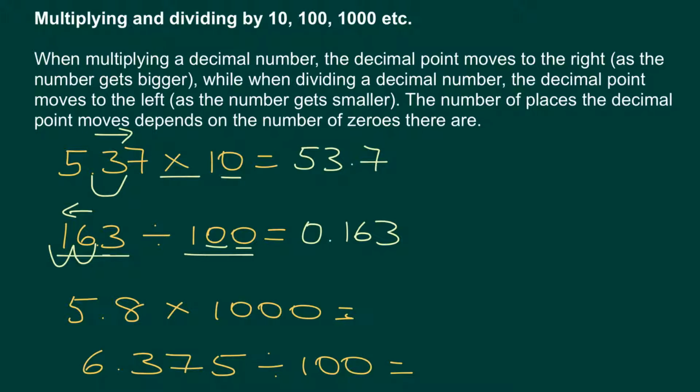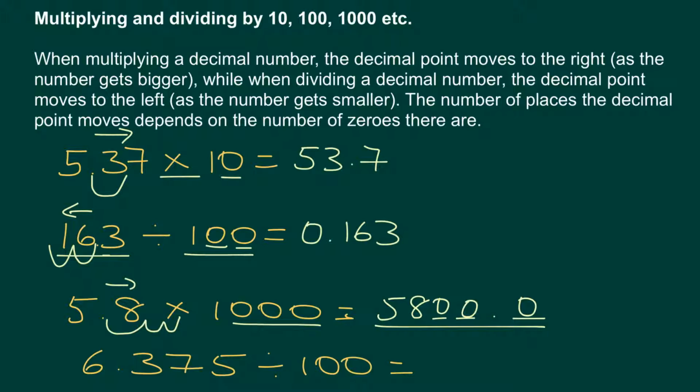Next one is 5.8 multiplied by 1000. Remember, when multiplying, the decimal point moves to the right, and in this case, it'll move 3 spots because there are 3 zeros here. So it'll move 3 spots to the right. So, moving it 3 decimal places to the right gives us 5, 8, dash, dash, point, dash. Remember, we always fill in the gaps with zeros. So we have 0 there, and a 0 there. So 5.8 times by 1000 is 5800.0.